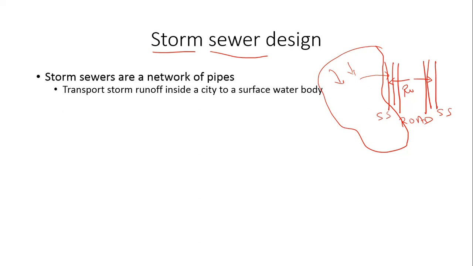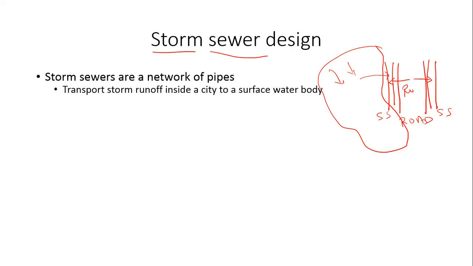Right? So now the question is, if I want to design the storm sewer, what kind of information do I need to know, and what kind of design will I have to do? When I want to design the storm sewer, essentially the problem is the same as what we've been looking at so far. How much runoff is going to be generated, right? If I can somehow estimate how much runoff is going to be generated, I can design the size of the pipe.